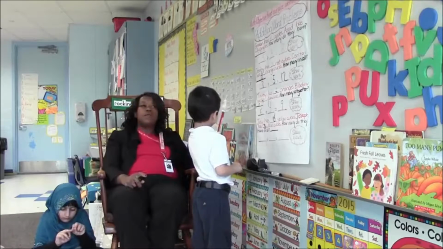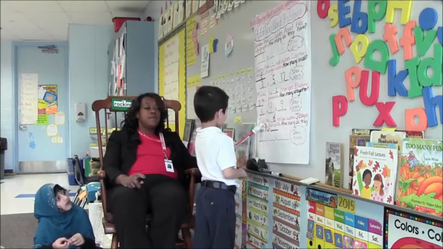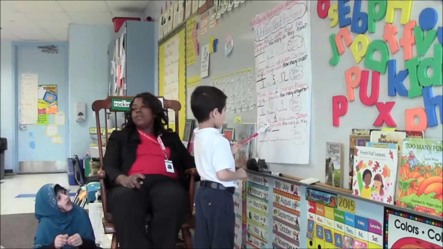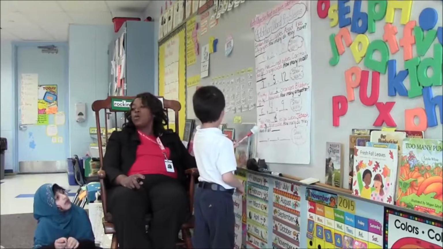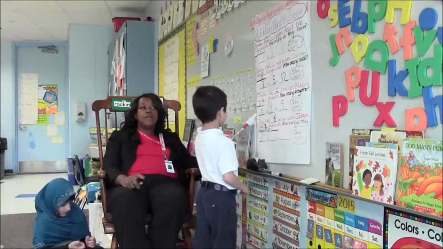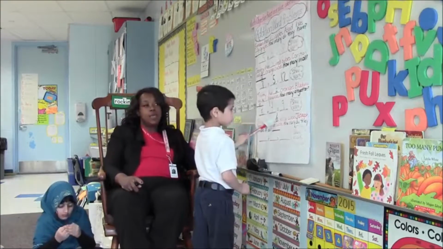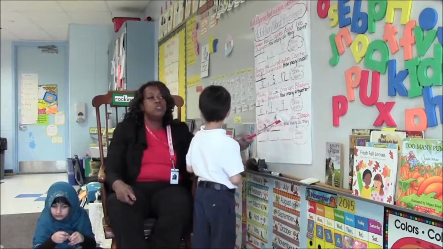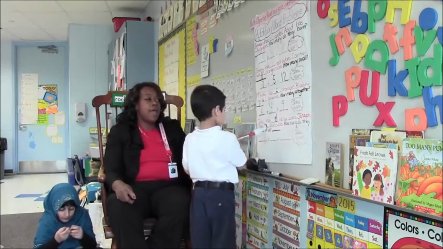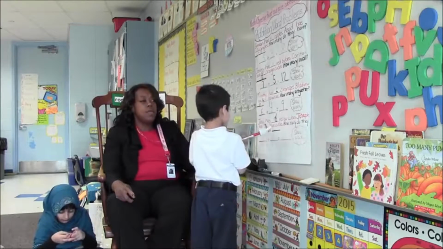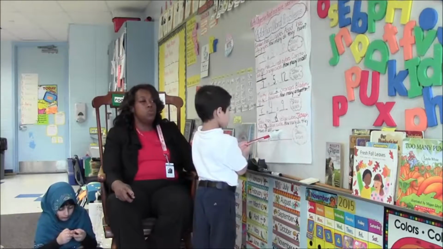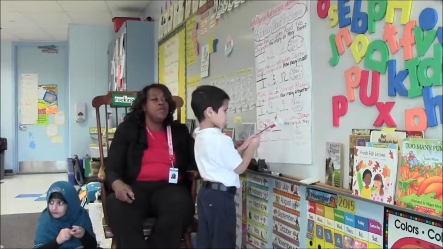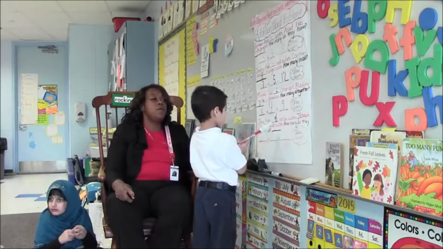Everybody read with us. It says Josiah has... I don't hear everybody's voice. We're going to start again. Josiah has 6 yellow cubes. Joseph has 3 blue cubes. How many do they have in all?